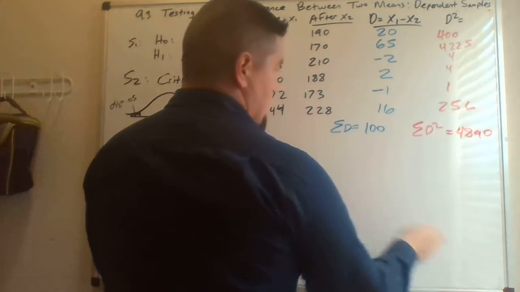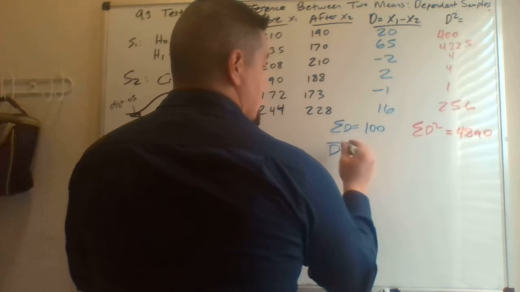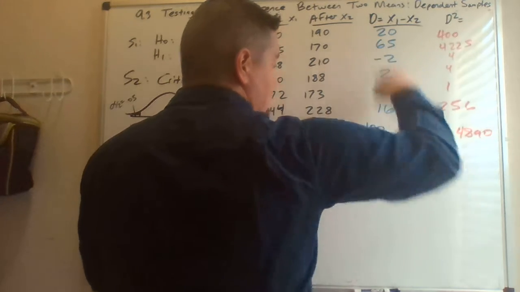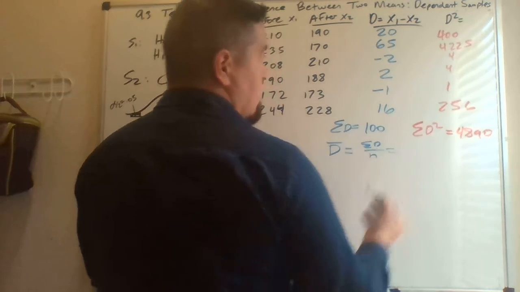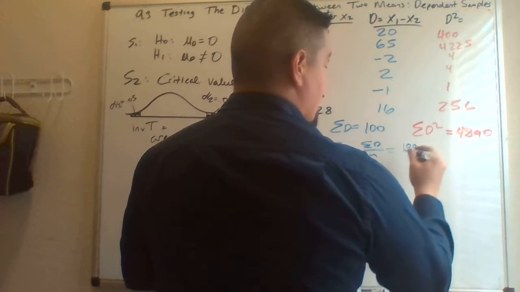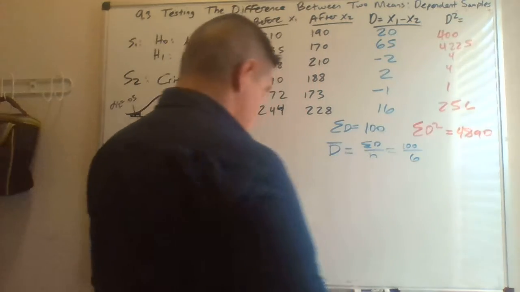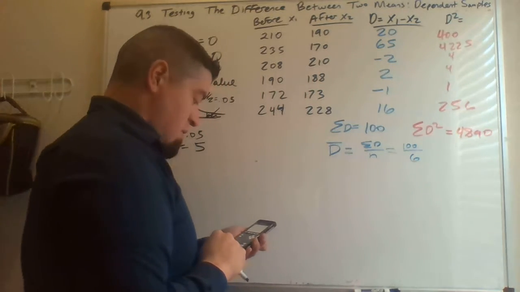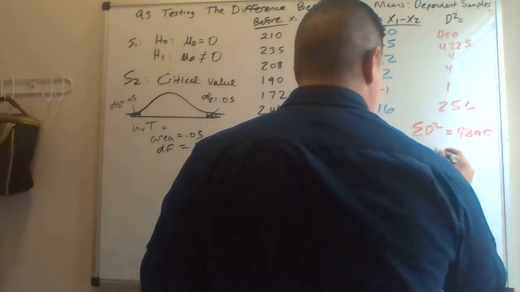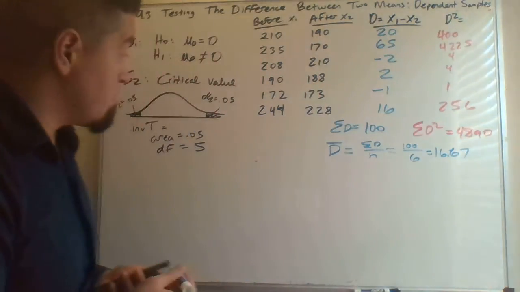The other thing we'll need is the mean of the differences. The formula for the mean of the differences is the sum of all these divided by n, which again, we know how to find an average. Just take the sum divided by the total, which is 6. So 100 divided by 6 will give you our answer. So that's 16.67. Okay, so that's our mean difference.